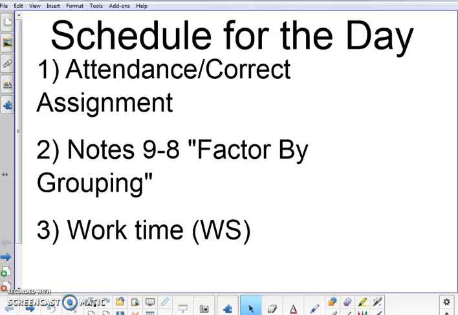Kashi speaking. As you can see, we're going to go through the lesson on a video today. We're going to be going through the lesson on 9-8, factoring by grouping. We'll go through the slides here. Don't have a whole lot of examples.